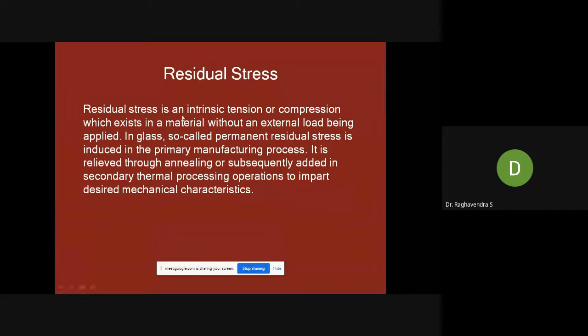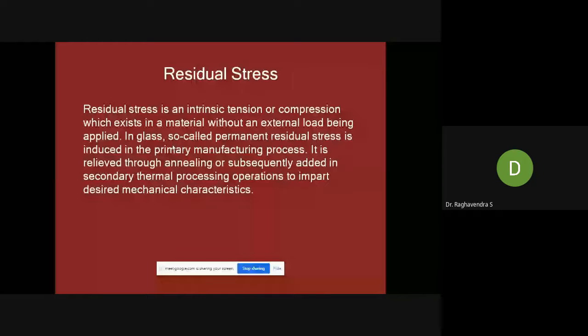So residual stress is an intrinsic tension or compression. It may be any kind of load stress that exists in a material without an external load. No load is acting externally, but still the material has some stress inside internally. That kind of stress is called residual stress. So it should be removed properly before taking it for the next procedure. That's the meaning of residual stress.